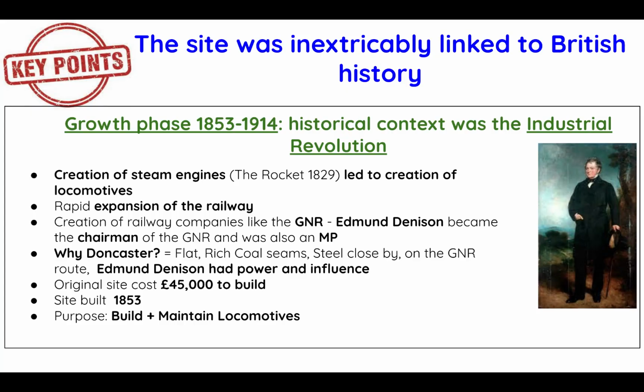Edmund Denison also played a key role here. He became the chairman of the GNR and was also an MP. This meant he had the power and influence to ensure the plant works was built in Doncaster. He used its geographical location as his argument for it to be built here. This phase is significant because it shows how the site became a major centre of industrial production, reflecting the wider industrial revolution in Britain.